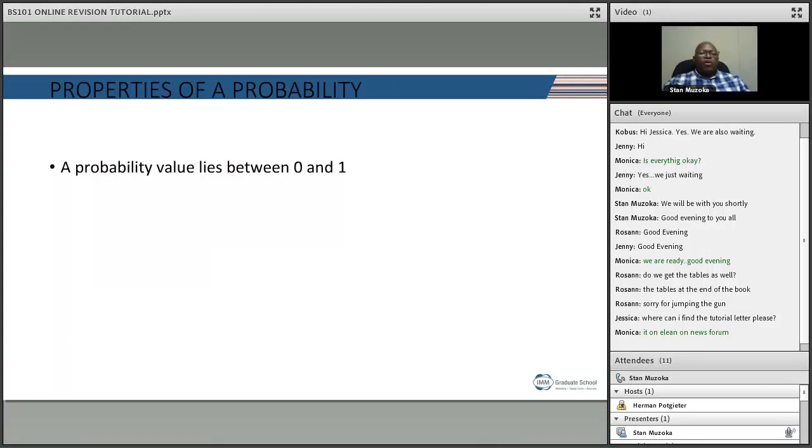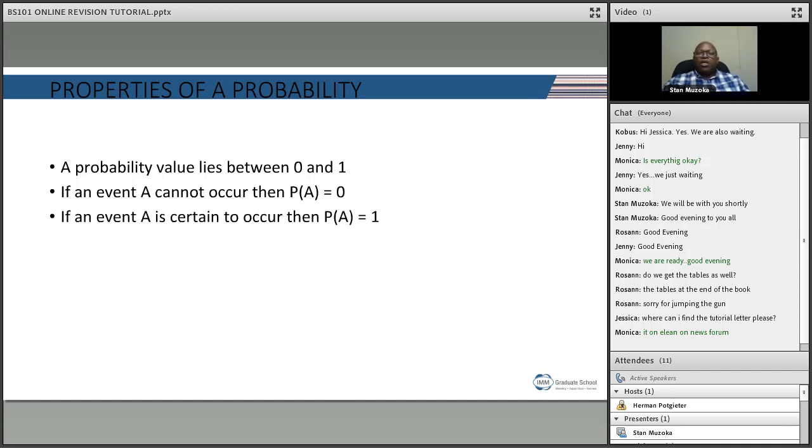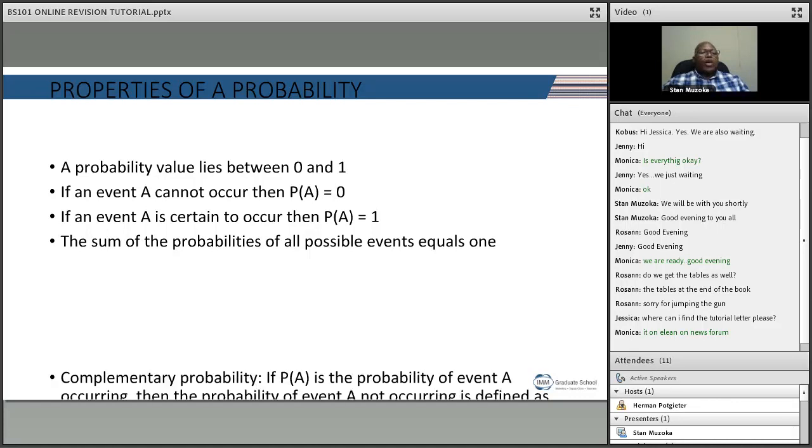A probability value lies between 0 and 1. If an event A cannot occur, then the probability of A is nil. And if event A is certain to occur, its probability is 1. The sum of the probabilities of all possible events will always equal 1 in any sample space. If we sum up the probabilities, they'll equal 1.